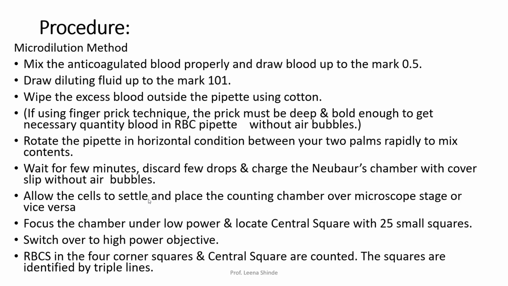So focus the chamber under low power and then locate the center square with 25 small squares. Switch over to the high power objective because RBCs are counted under the high power lens. Then the RBC count is done with the help of the 4 corner squares and 1 center square.